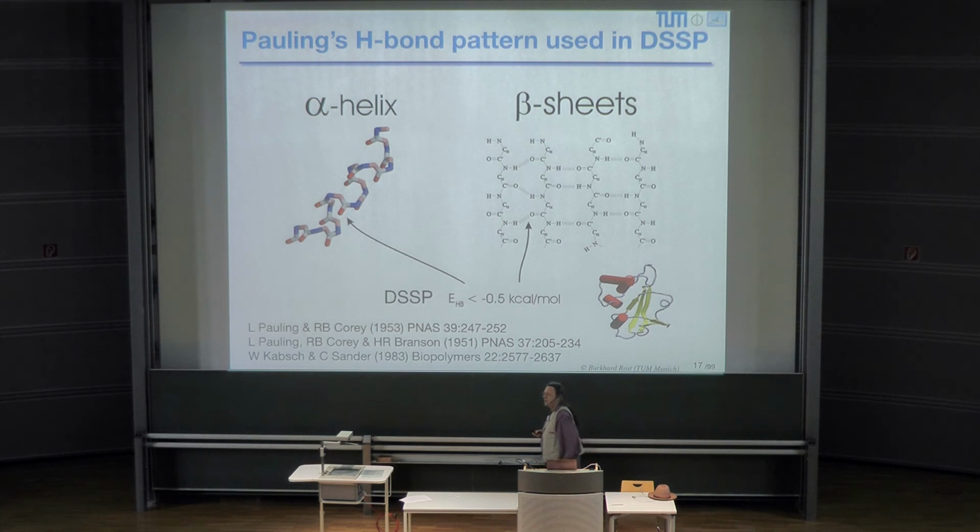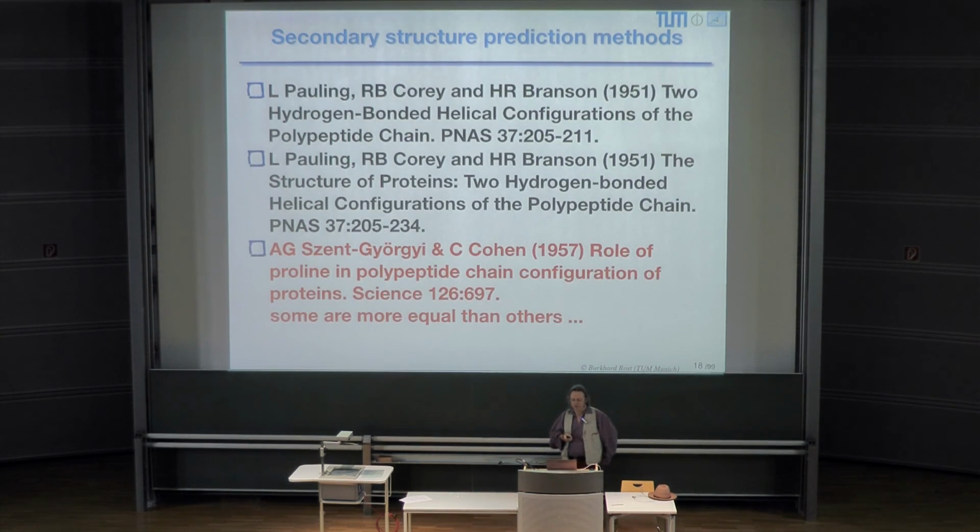And our goal is to look at the sequence, the primary structure, and predict secondary structure. So which residue is in a helix? And the first paper was from St. Georgi that predicted proline to break alpha helices. Okay? That paper was in 57.